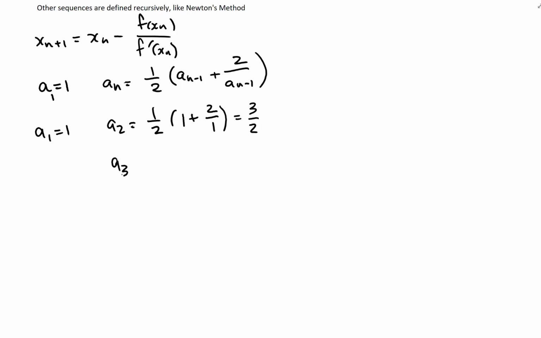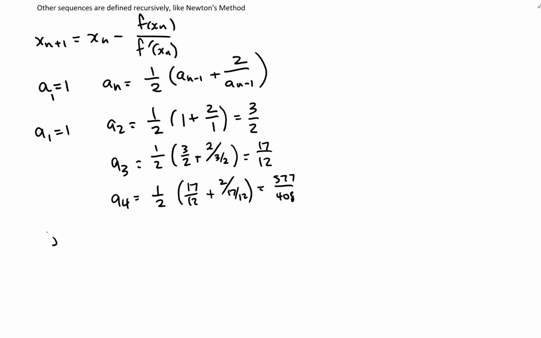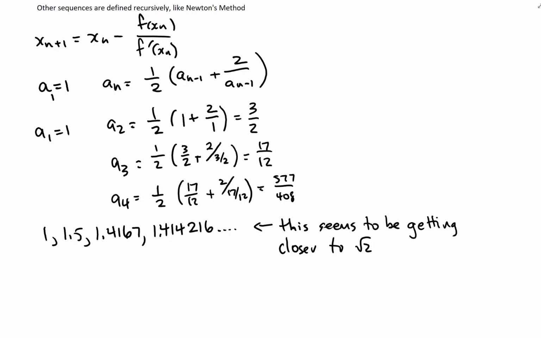And if you keep going with this, and I'll just quickly give you a3 and a4, you start to get a list of 1, and then 3 over 2. I'll show this as decimal places, so that's 1.5, and then the next one, 17 over 12, is 1.4167, 1.414216, and you keep going. And I'm not sure if you can see this or not, but this list is getting closer and closer to a particular value, and that value is the square root of 2. And this idea of an infinite sequence getting closer and closer and closer to a particular value is called convergence.